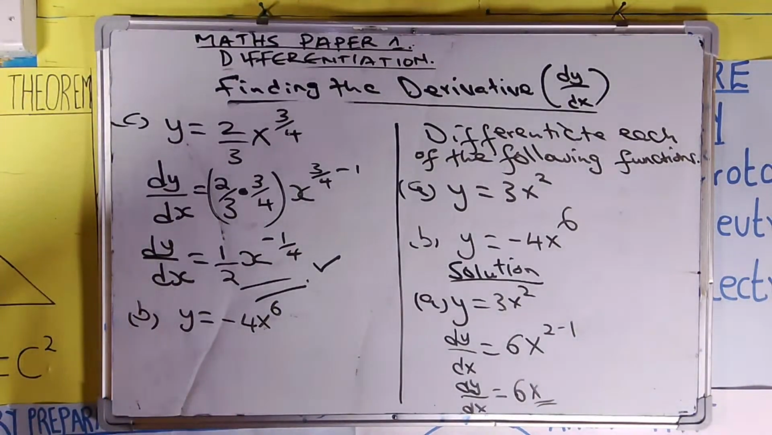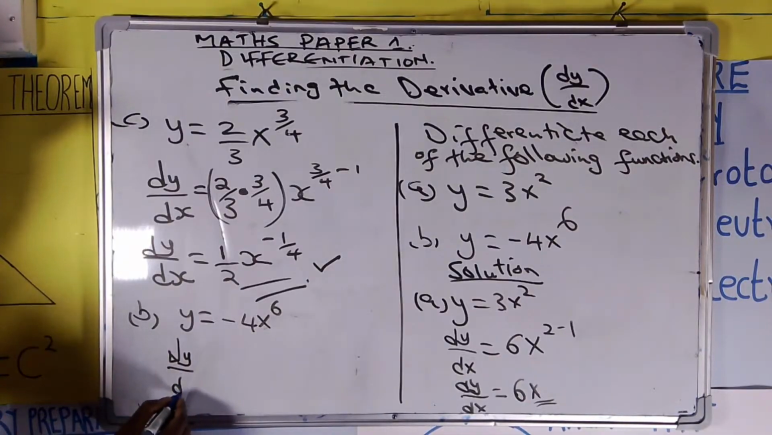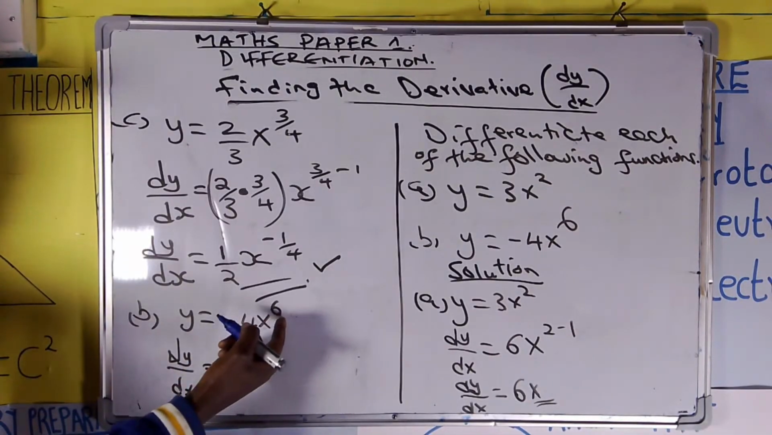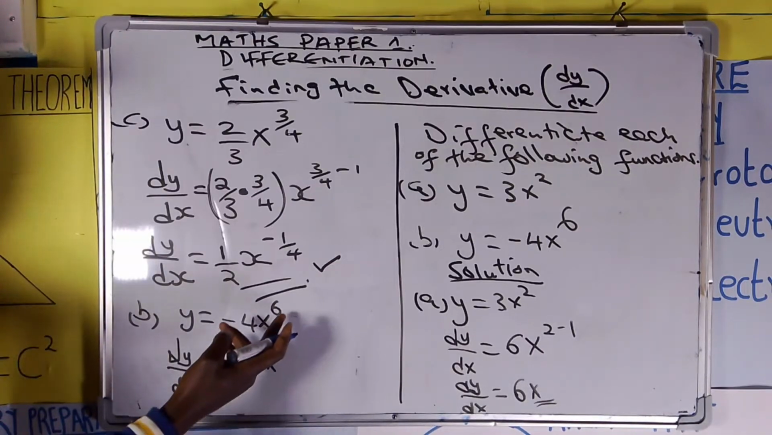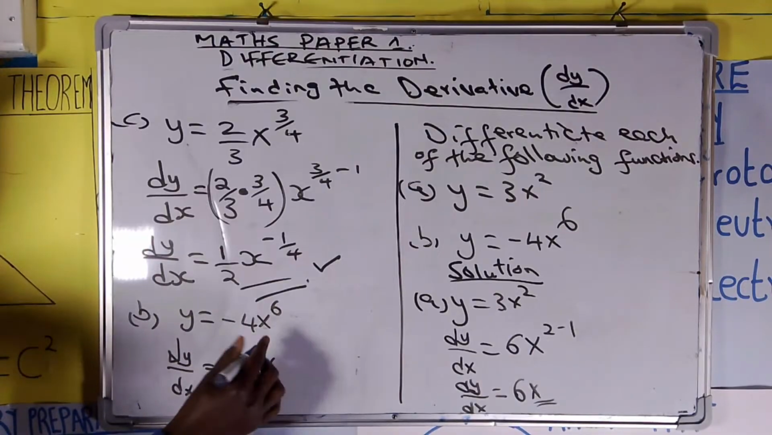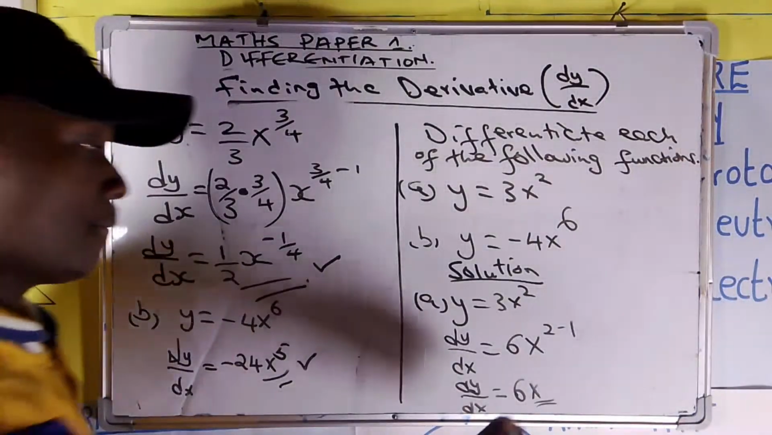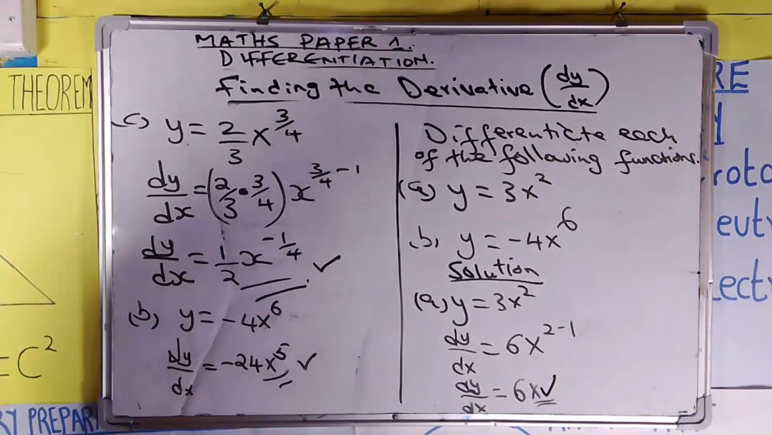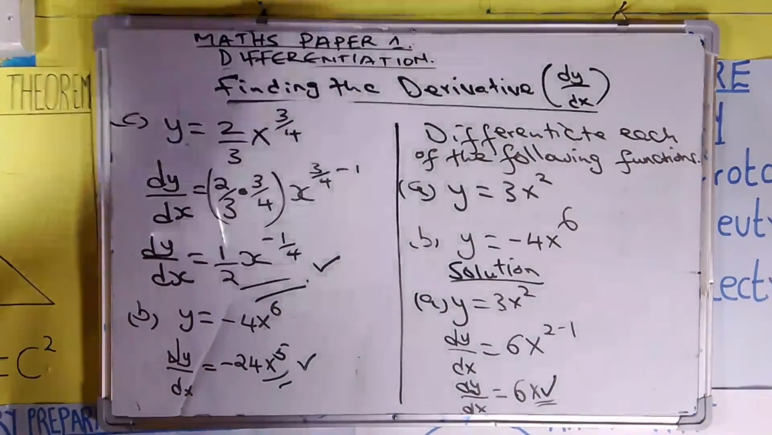B, y is equal to negative 4x to the power 6. So this one will be dy over dx is equal to 6 times negative 4, which is negative 24, x to the power 6 minus 1, which is 5. And we are done.